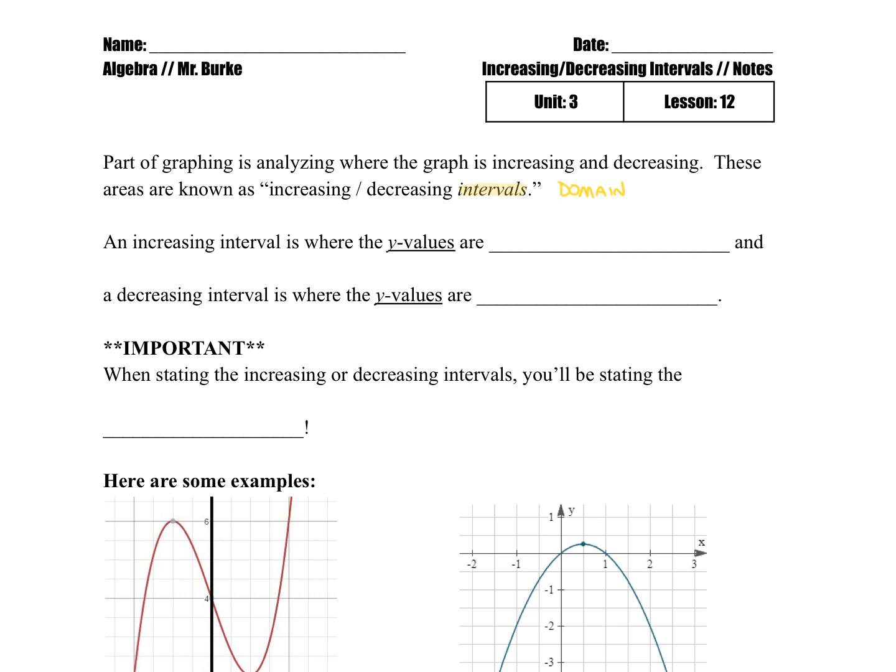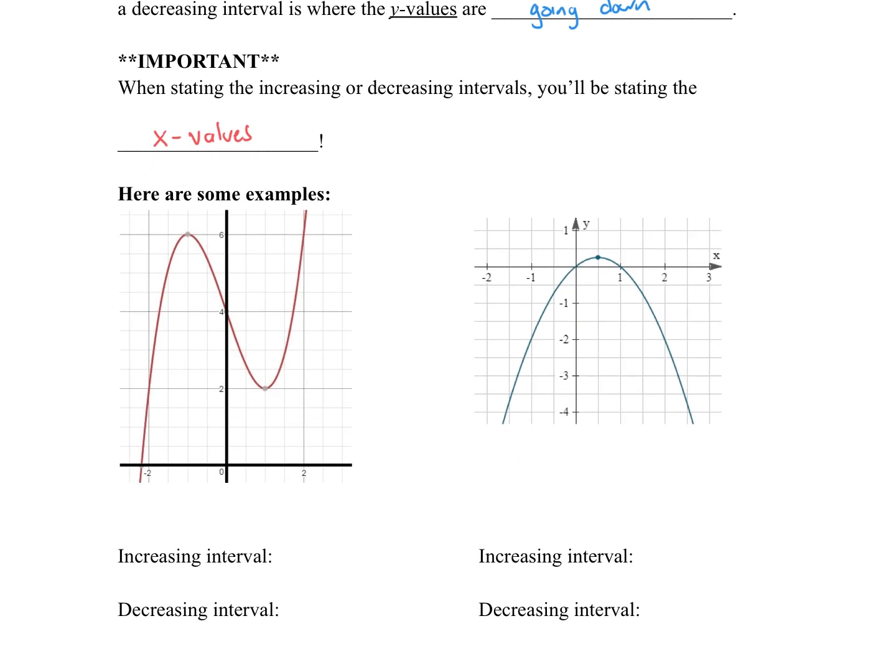So an increasing value is where the y values are going up, as you might imagine, and a decreasing interval is where the y values are going down. What's confusing for kids is that you're looking for where the y values are going up or going down, but when you answer the question, you answer with the x values. You answer with the domain. That's why I said domain. I like to think of it as, when is it increasing and when is it decreasing.